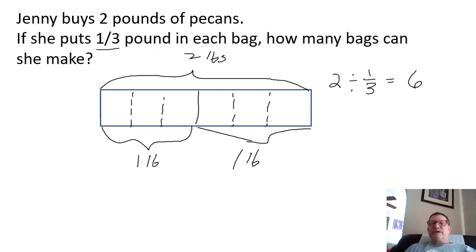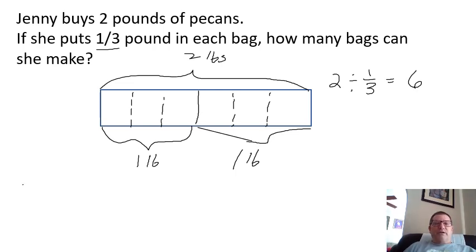Now, a lot of you probably have seen a connection at this point: well, I can go 2 times 3 to get 6. Same way when you had half a pound in each bag, 2 times 2 is 4. But the problem is we're dividing. We're not multiplying. Now, this is a good pattern, but the reason it works is this right here.